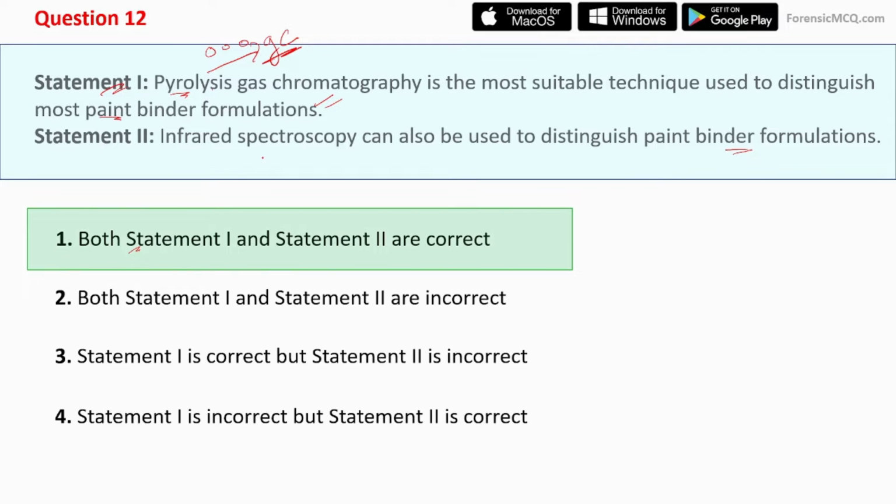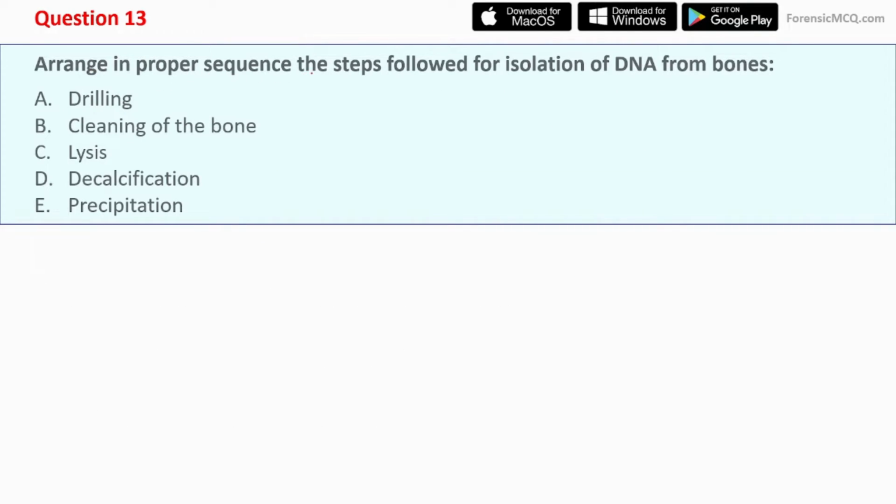Yes, this is also correct, because the most common infrared spectroscopy method is FTIR, Fourier transform infrared spectroscopy, which is used to identify paint binders by analyzing their unique infrared absorption patterns. So now let's move to question number 13. Arrange the proper sequence of the steps followed for the isolation of DNA from bones. A is drilling, B is cleaning of the bones, C is lysis, D is decalcification, and E is precipitation.